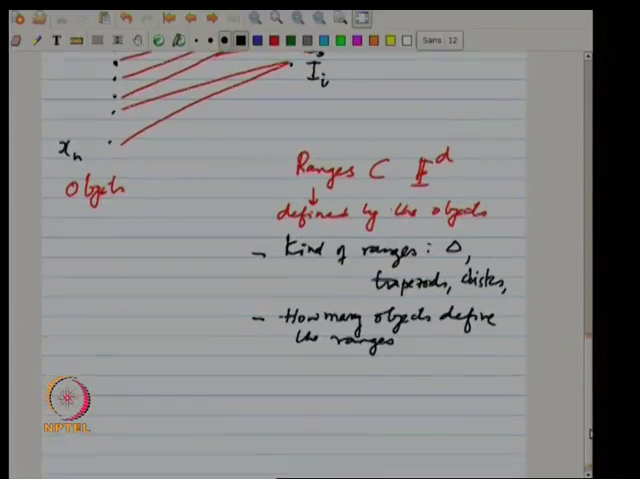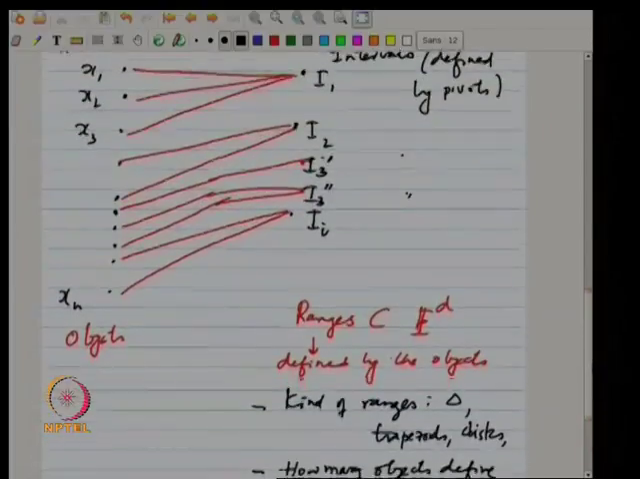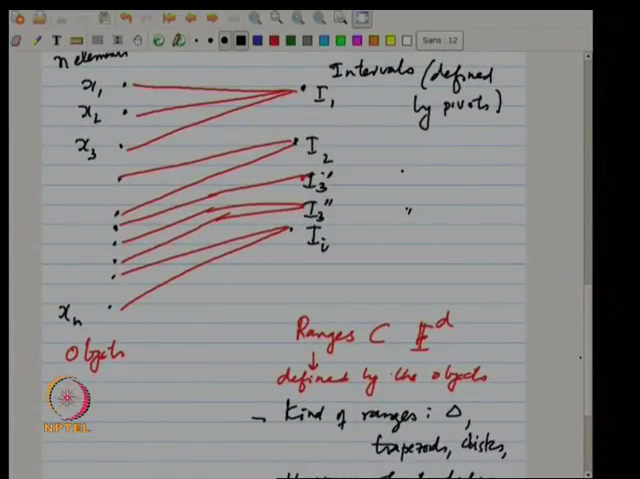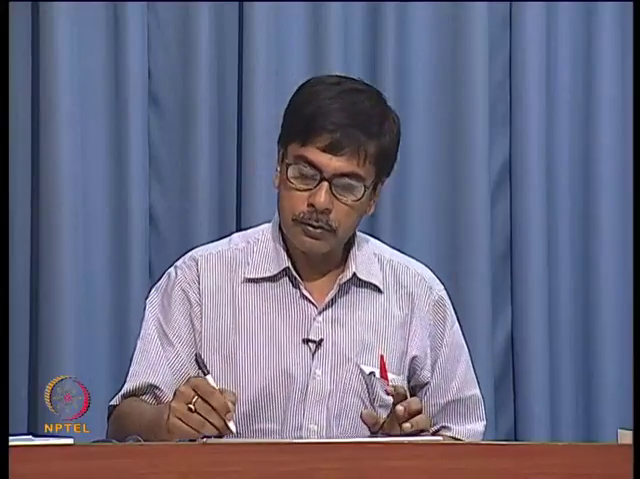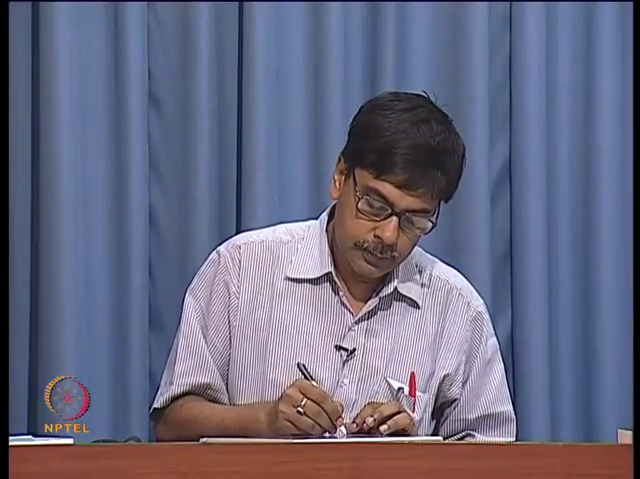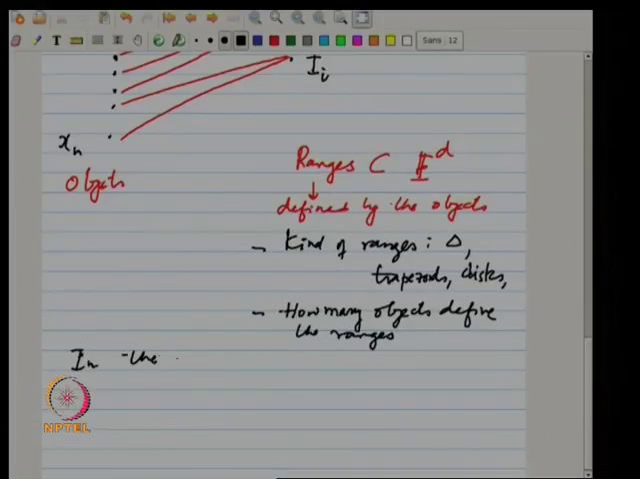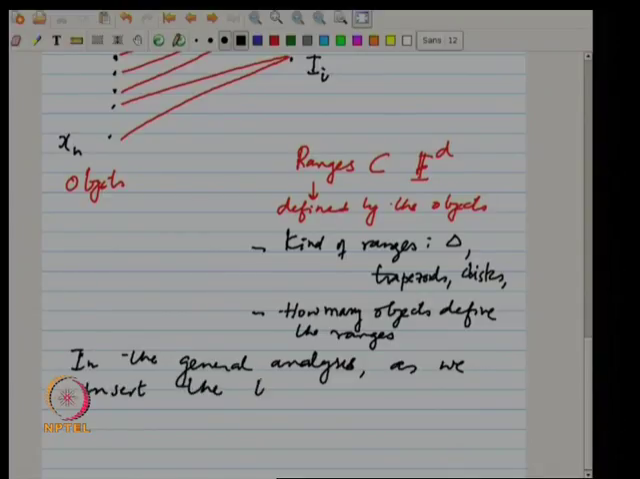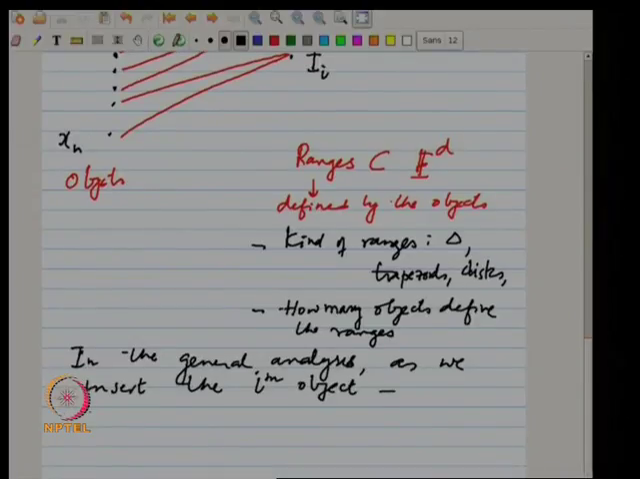And then finally, the analysis again will be done like this: you can think about the whole process like an evolving sequence of bipartite graphs. As we insert a new object, some old ones go away. So in the general analysis, as we insert the ith object, we will have to basically account for the following changes.